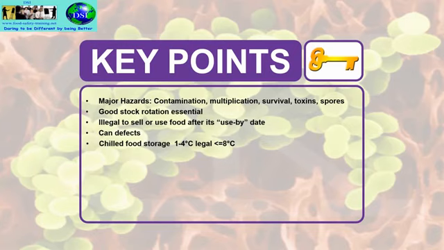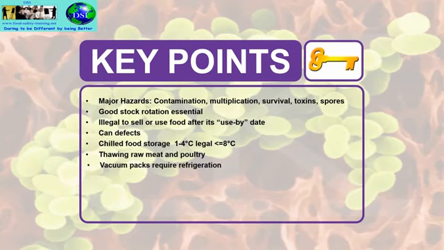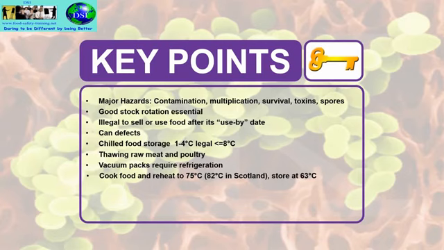Chill storage of food should be between 1 and 4 degrees C, preferably less than 3 degrees C. The legal maximum is 8 degrees C. We looked at thawing of raw meat and poultry. We looked at how vacuum packs require refrigeration because anaerobic bacteria can still survive in a vacuum. Cook food and reheat to 75 degrees C, weirdly 82 degrees C in Scotland, and store at 63 degrees C or above if you're keeping it hot for service.